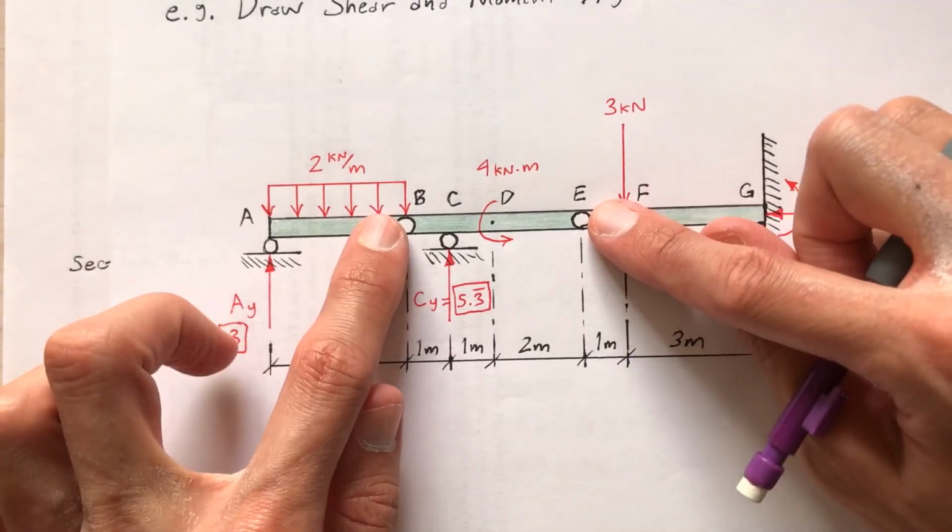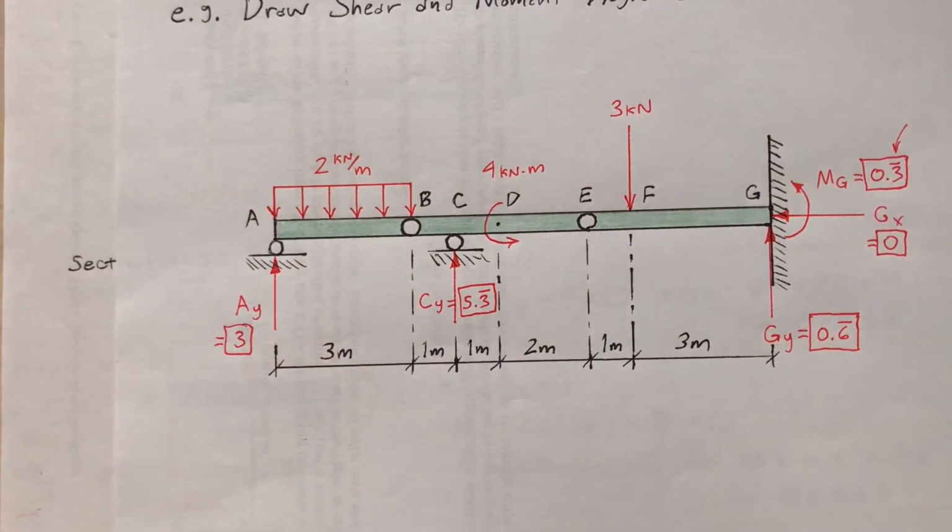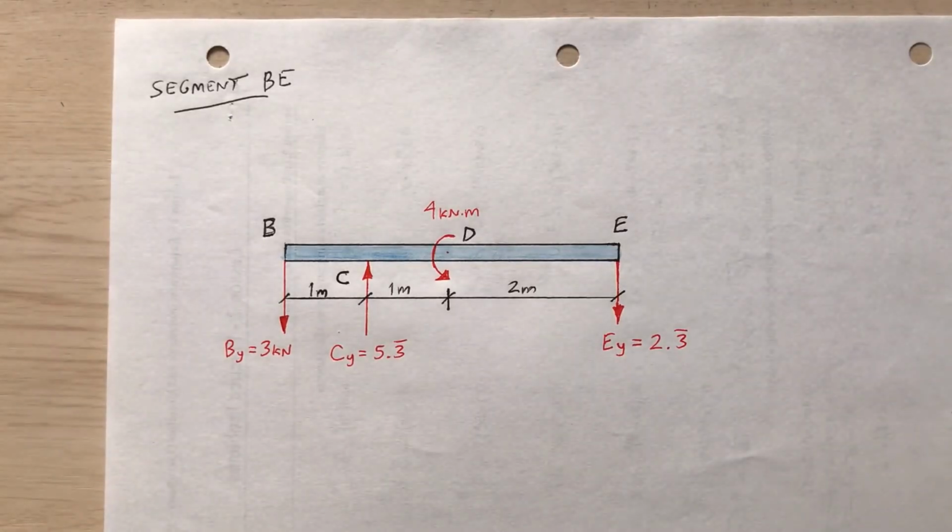Now I'm going to analyze BE. Okay, now here's segment BE. Now, unlike that previous analysis, AB, I can't just get away with one cut here, because the shear or the moment equation, or both, will change anytime something new happens.